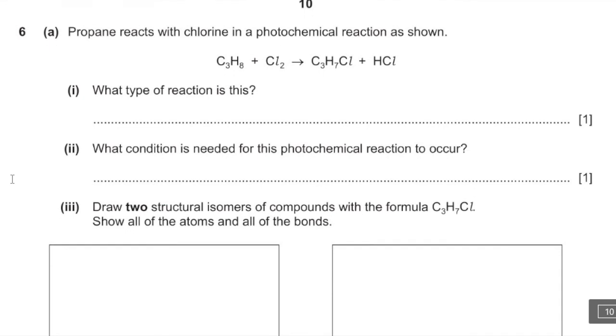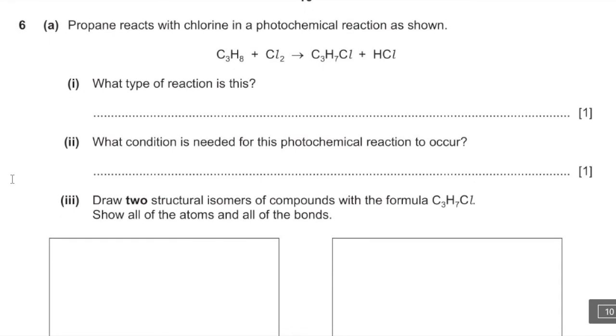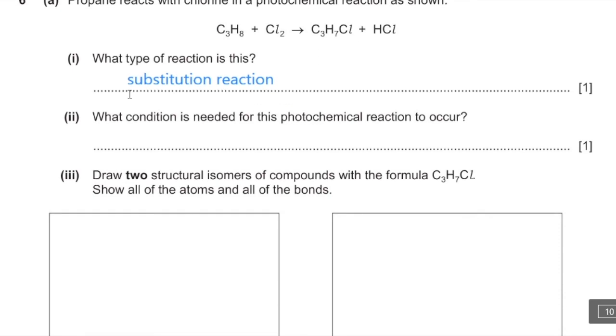Six A. Propane reacts with chlorine in a photochemical reaction as shown. 1. What type of reaction is this? Alright, since we have the halogen, this is a substitution reaction. 2. What condition is needed for this photochemical reaction to occur? This requires ultraviolet light.